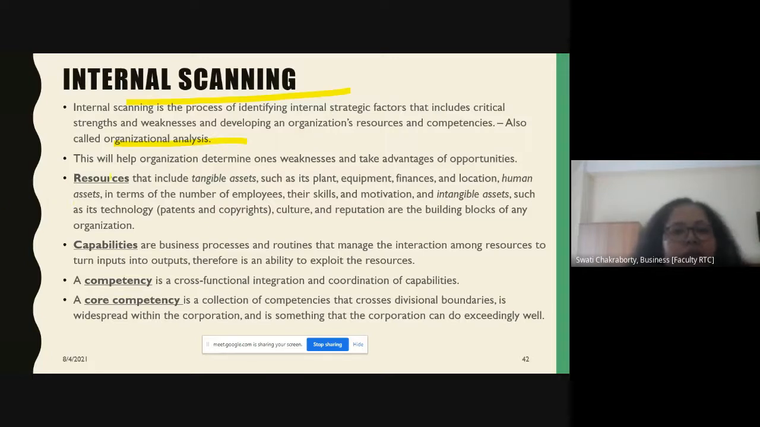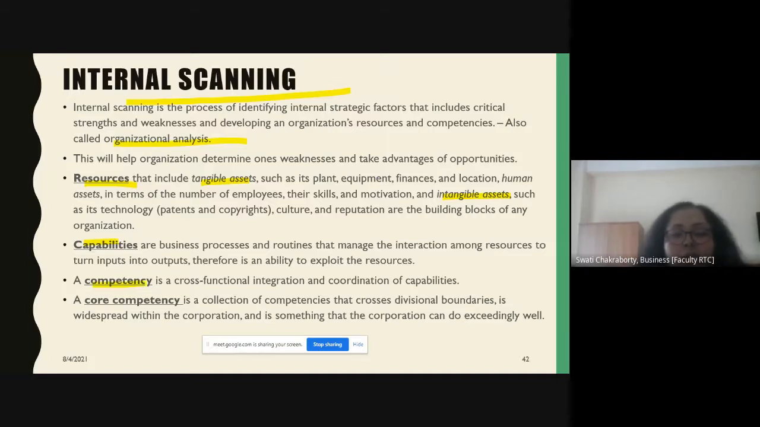Okay, so the first thing that comes up is resources, which could be tangible assets like plants, equipment, finances. It could be your human resources, skills, and intangible assets also, where we talk of patents, copyrights of technology, culture, reputation. Then the next factor here is capabilities. These are the processes and routines that manage the interaction amongst the resources, which help in converting inputs to outputs.